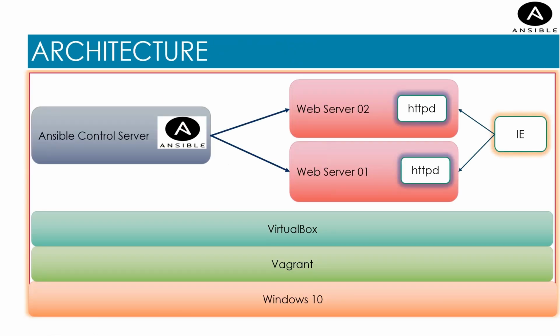So in more detail, as I talked about on-premises, in my local PC I have Windows 10 where I have installed Vagrant and VirtualBox. And in that Windows, I have one Ansible control server where Ansible is installed, and then I have web server 01 and 02 where HTTPD is installed. And once the installations and configurations are done, we'll be able to access Apache running on both servers with the help of Internet Explorer.